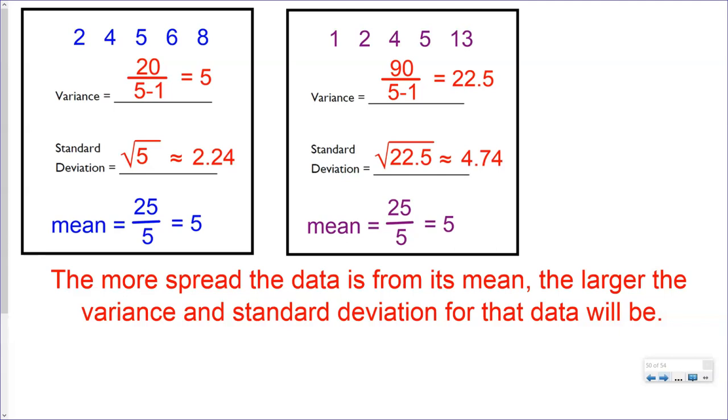So if we have data that is more spread from the mean of that data set, the variance and standard deviation will be larger. And if we have data that's much closer to the mean for that data set, the variance and standard deviation will be smaller.